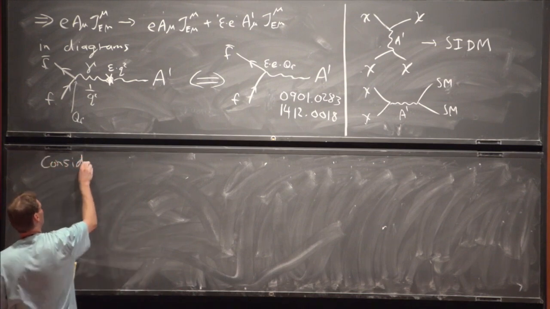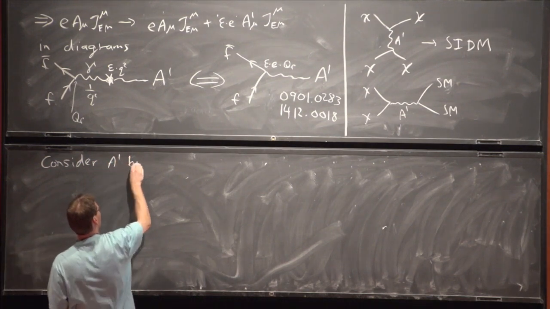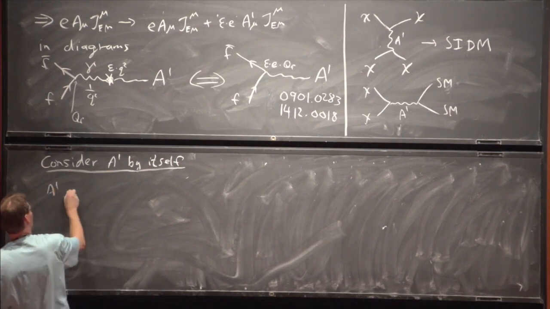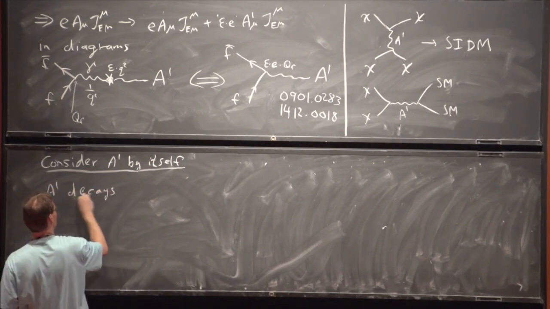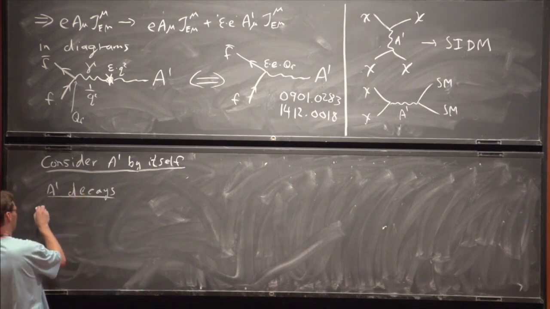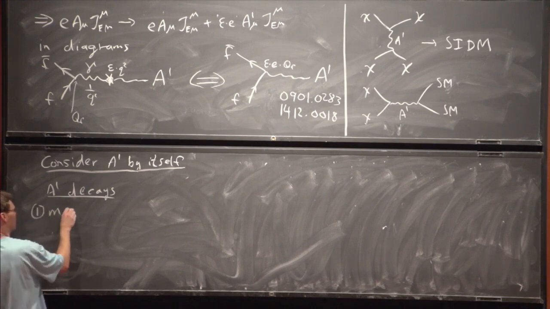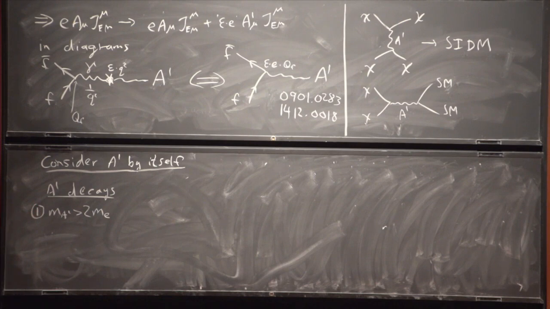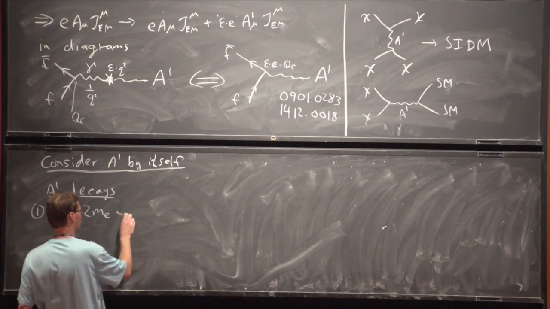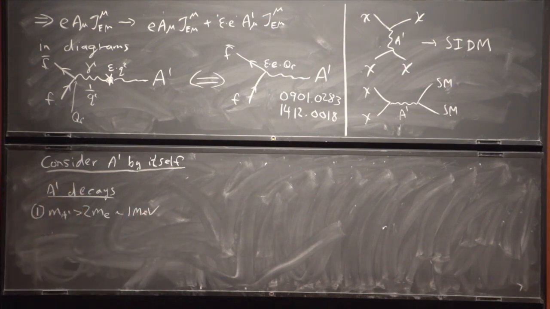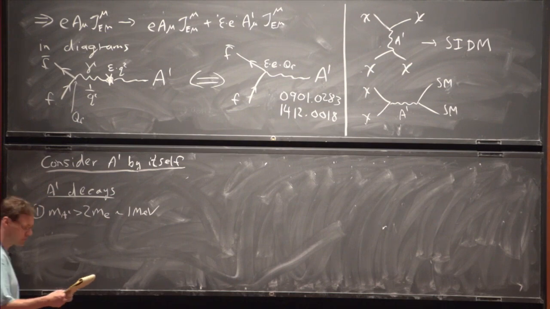So consider A prime by itself. In order to know what to look for, we can first discuss the decays. And there's two very distinct regimes. One where the dark photon mass is above the lightest electrically charged particle, the electron, so above twice the electron mass, about an MeV. And one where it's below that. Above that, it can of course decay to electrons and positrons. Below that, it cannot. And that makes a huge difference to the phenomenology.